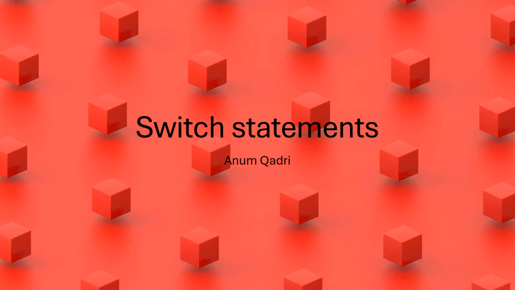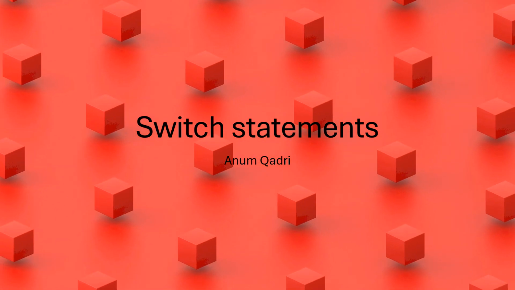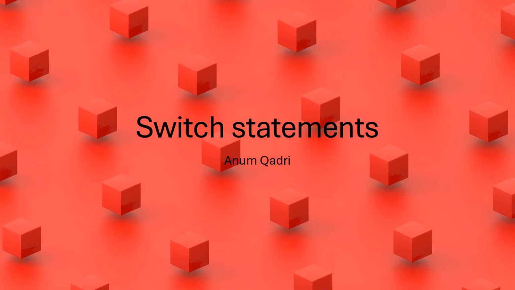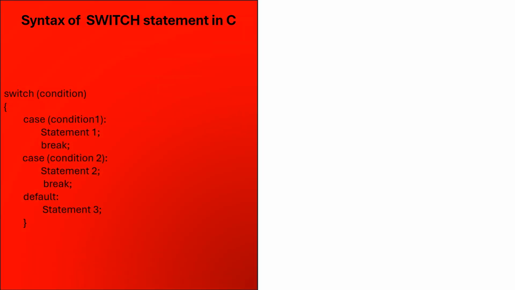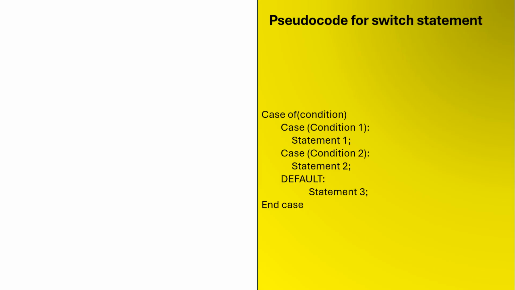Now that we have learned about the nested if statements and the if statements, it's better to know when switch statements are preferable. The syntax of the switch statement in C is the switch keyword followed by a condition, and whichever condition is true it will execute that statement, and break will help it come out of the switch statement. Whereas this is the syntax of the pseudocode for the switch statement.